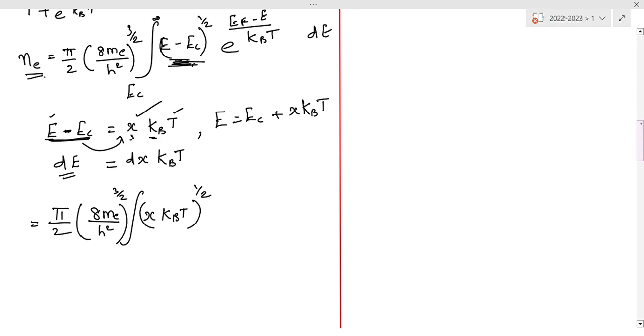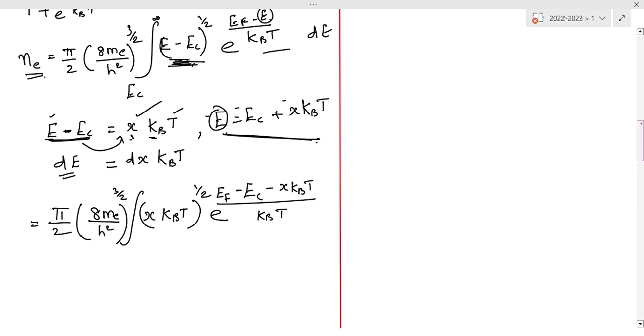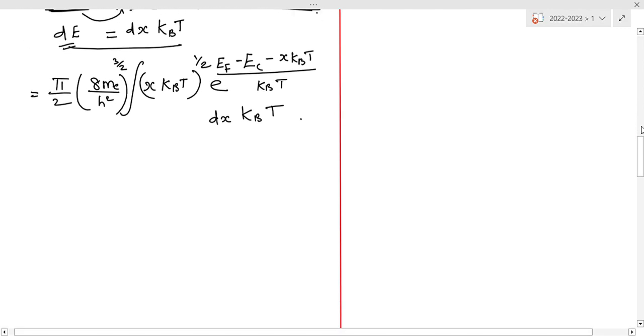Then e power EF minus E divided by kBT. Here I have EC plus x kBT as E. Therefore, EF minus, here it is energy with a negative sign, so I need to substitute a negative sign for both EC and x kBT. So x kBT by kBT. And then dE is replaced by dx kBT. Now consolidating the above equation.